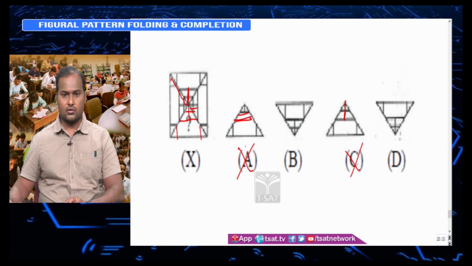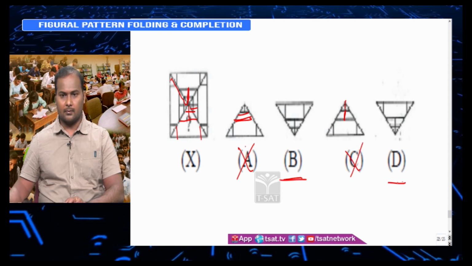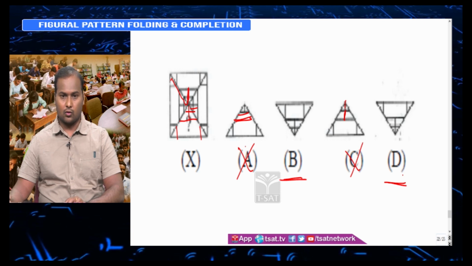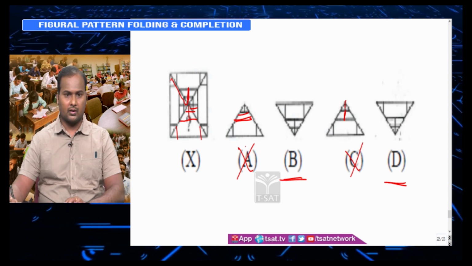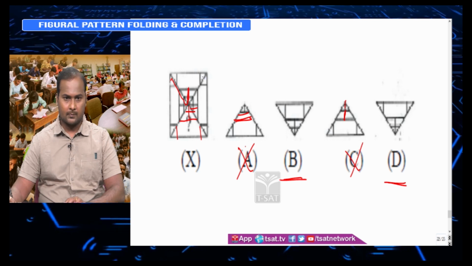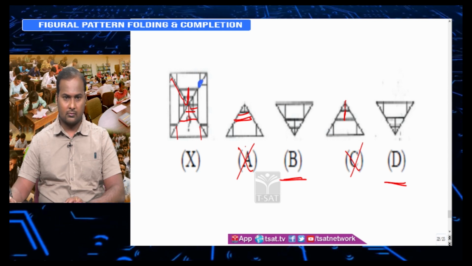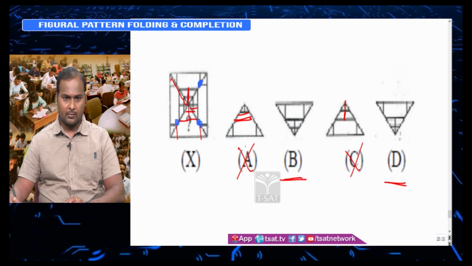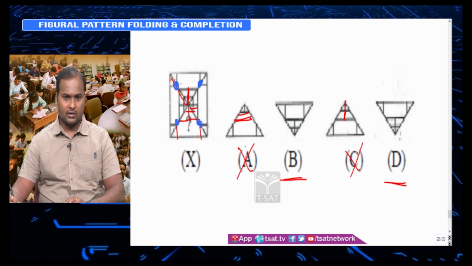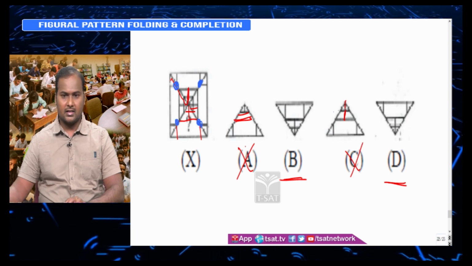Now the confusion for the student is between B and D, because they appear very close. But there is a small clue here. What is that small clue? It is the gap. So what is that gap? See here. This is a gap here. There is a gap here as well. Obviously, the lines have a gap.